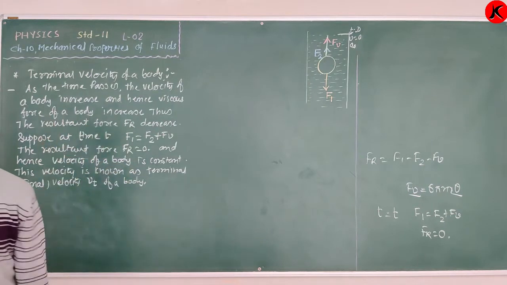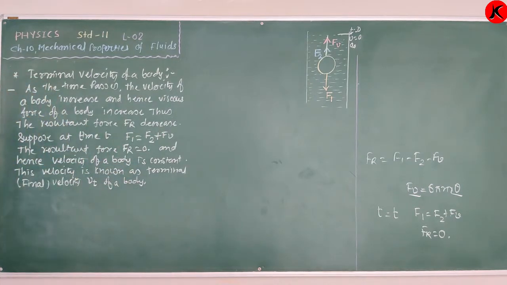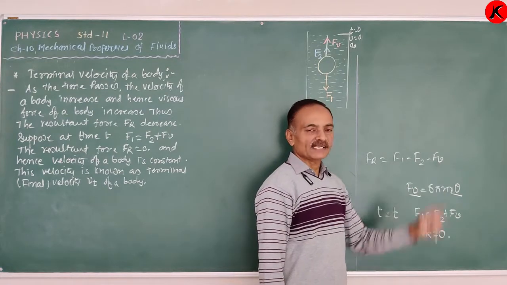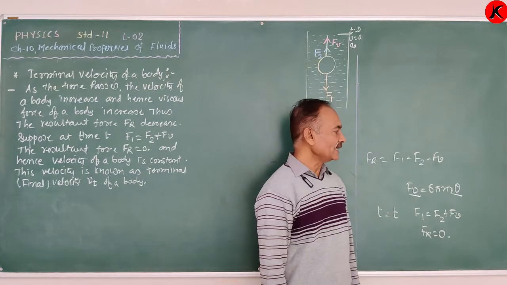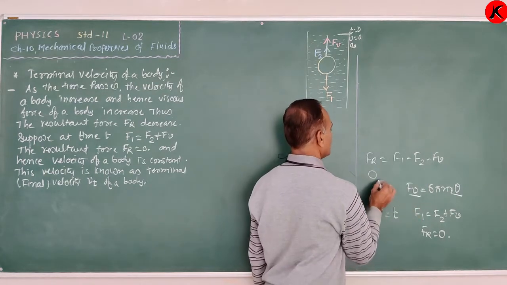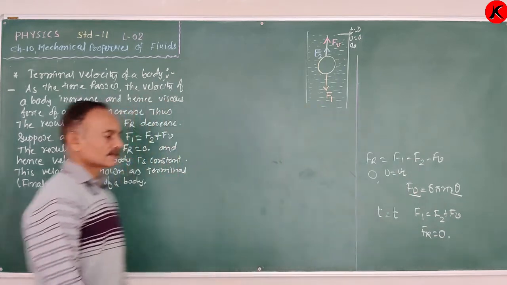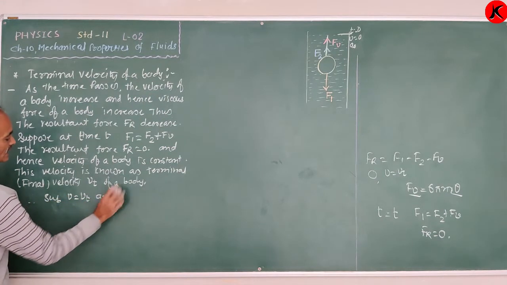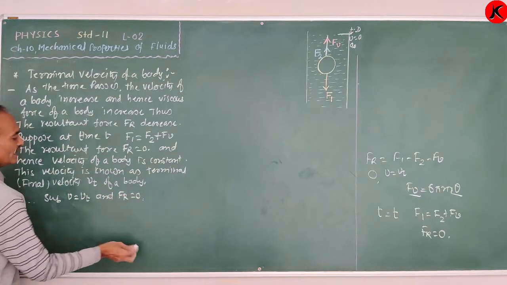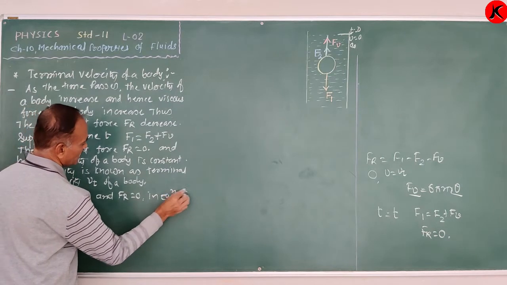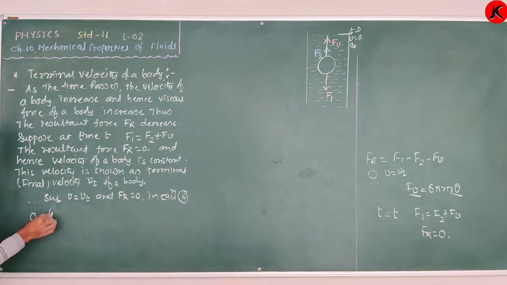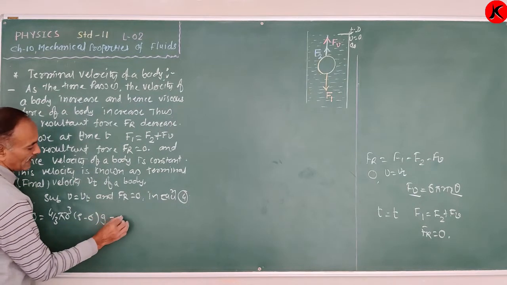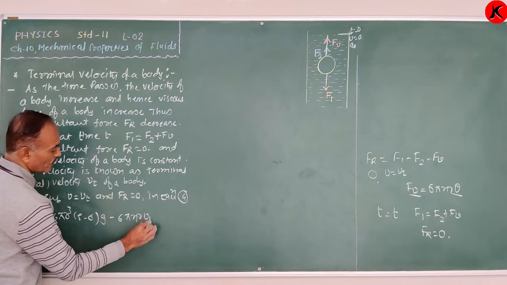To obtain the equation of the terminal velocity, in our equation 4, what is our equation 4? It is 4 by 3 pi r cube (rho minus sigma) into g minus 6 pi eta r v. Right? Here we substitute Fr is equal to 0 and V is equal to Vt. The resultant force is 0 in equation 4. So 0 is equal to 4 by 3 pi r cube (rho minus sigma) into g minus 6 pi eta r Vt, instead of V we put Vt.